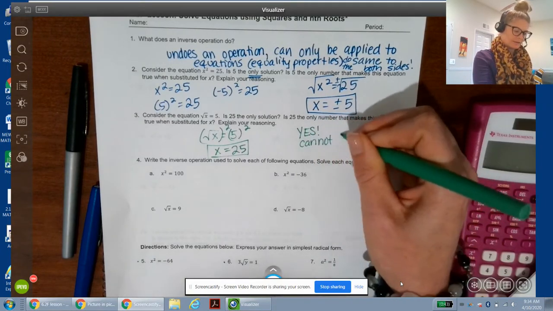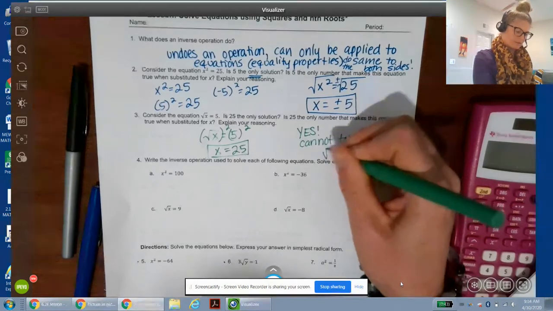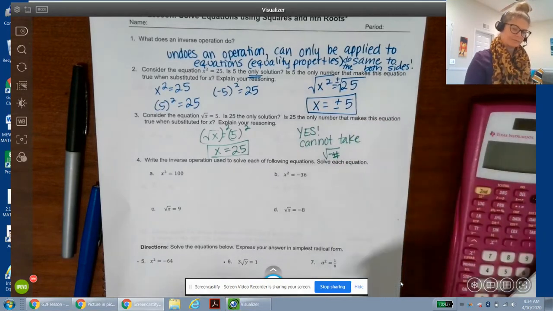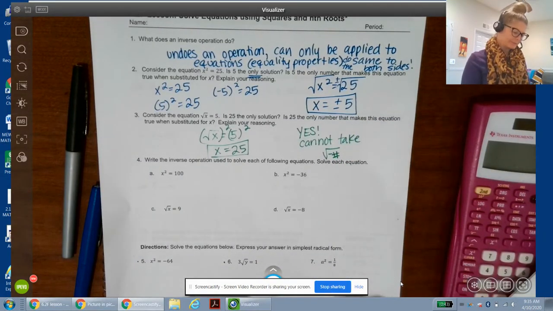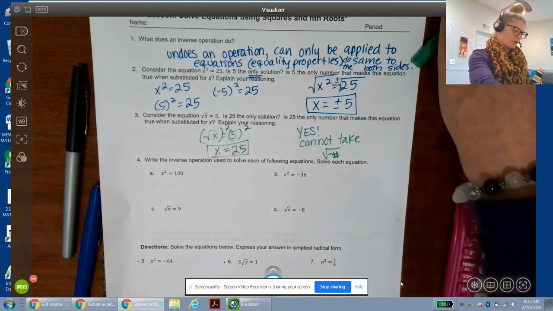Cannot take square root of a negative number. Little shorthand notes there. Okay, so number 4.